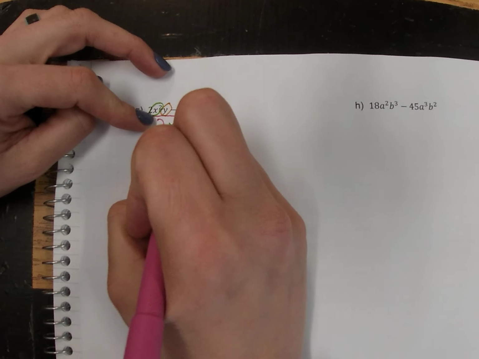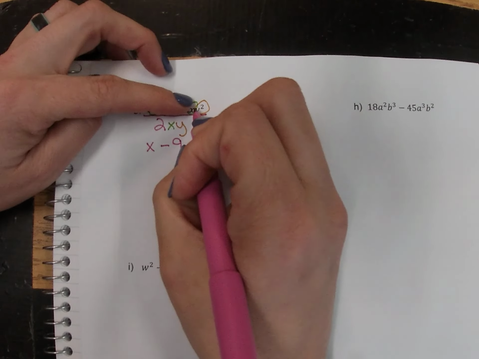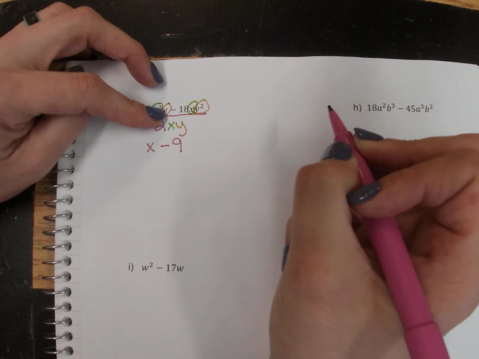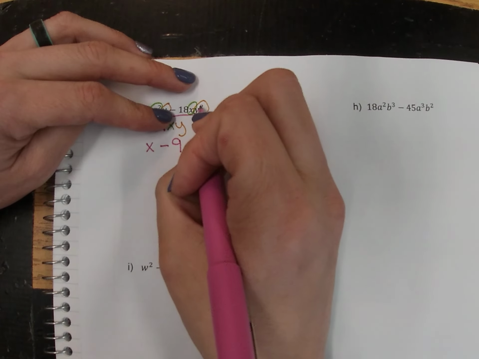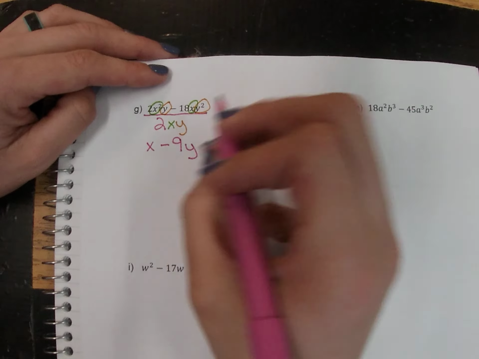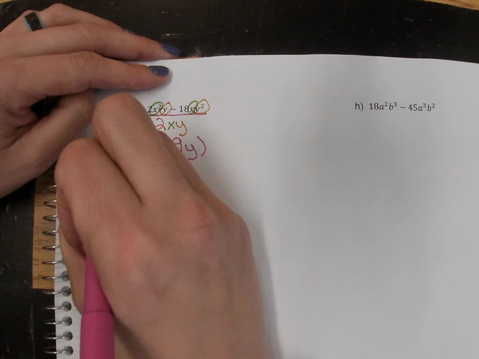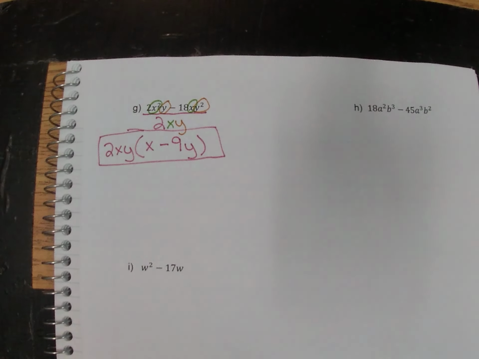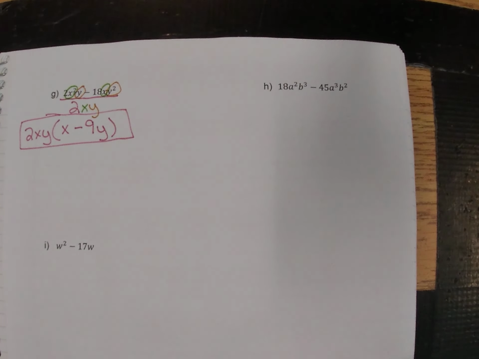18 divided by 2 is 9. X to the first over x to the first, we subtract, those cancel out. Y's, so 2 minus 1 gives me a y left there. I cannot take that any further, and so that gives me a 2xy. Even though it takes me maybe a few more seconds to complete the problem, the process is exactly the same as what we have been doing.